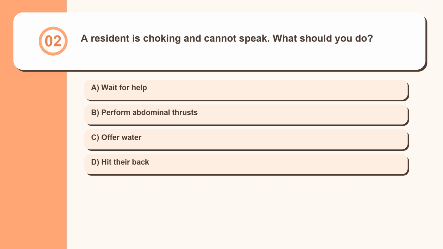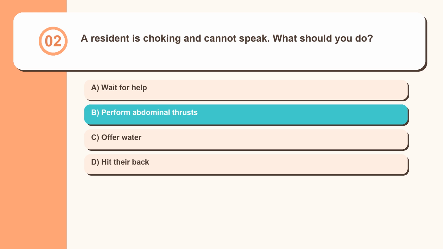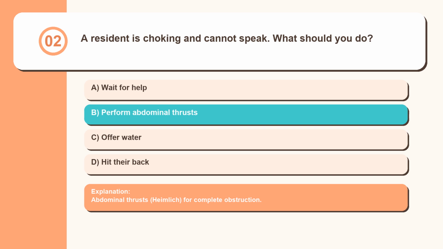Question 2. A resident is choking and cannot speak. What should you do? Wait for help. Perform abdominal thrusts. Offer water. Hit their back. Abdominal thrusts, Heimlich, for complete obstruction.